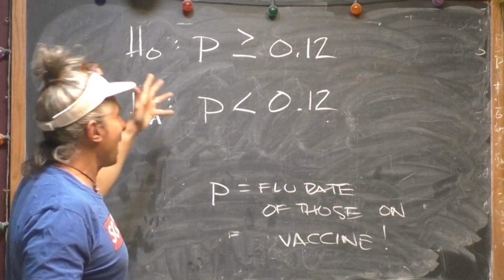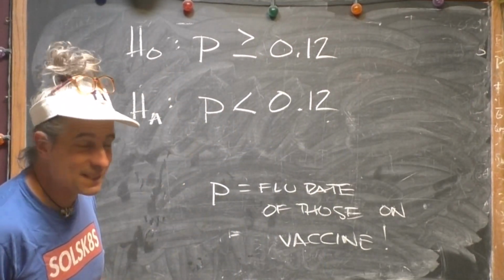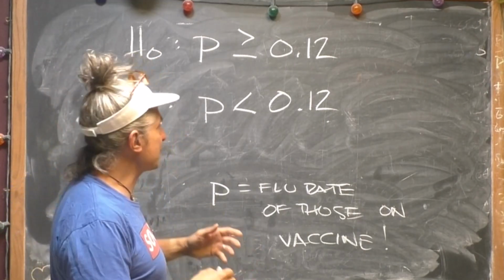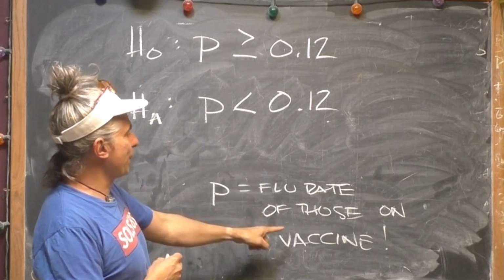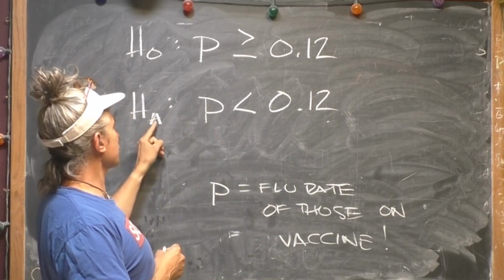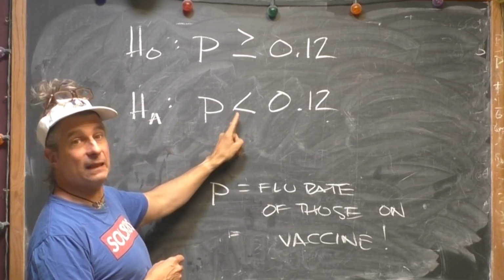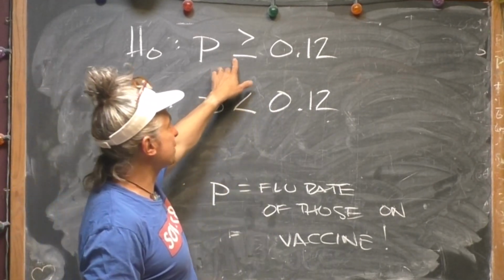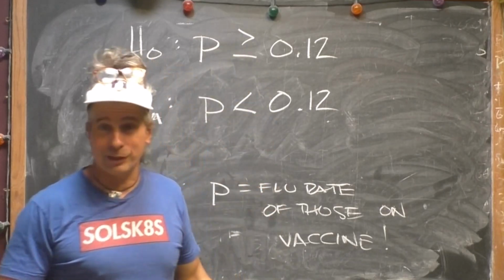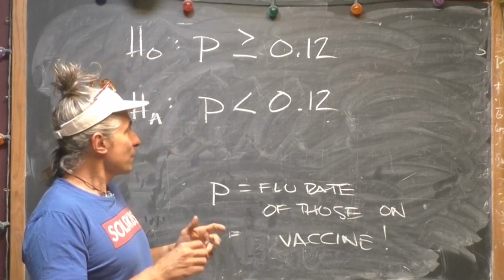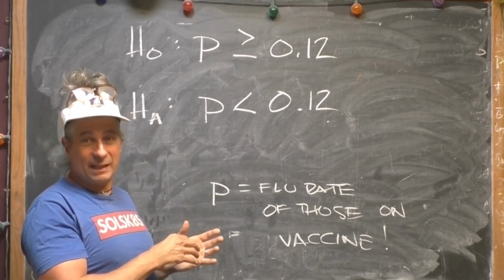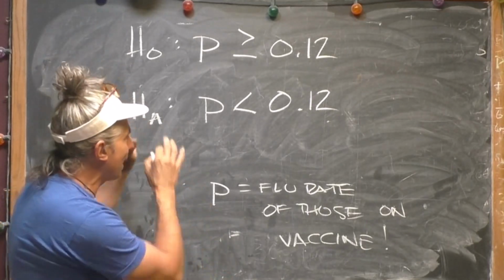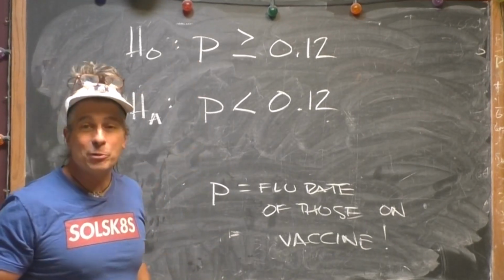So this is the mathematical statement of the hypotheses. The interpretive statement of the hypotheses is, if this is the flu rate of those on the vaccine, the research hypothesis is that it's significantly less than 12%. The null hypothesis says, no, it's not. It's either the same as 12% or your vaccine makes it worse. Hope that doesn't happen. So those are the hypotheses that we're going to test in this first example case. So we can always set up the hypotheses for a proportion by using little p.